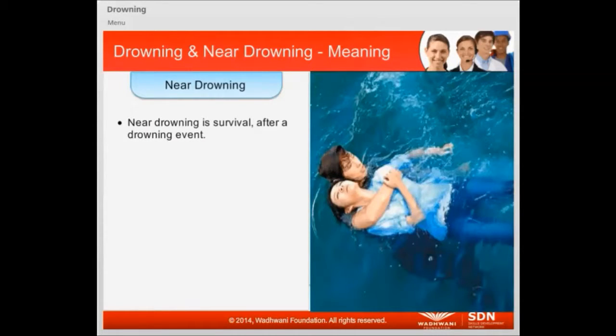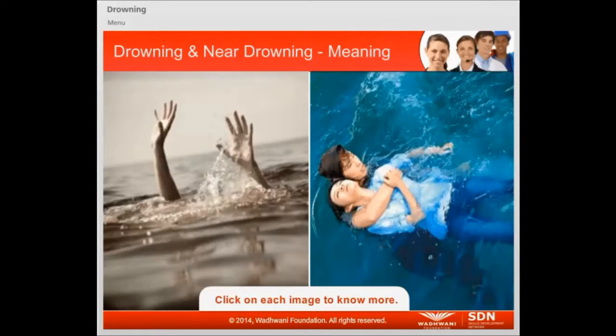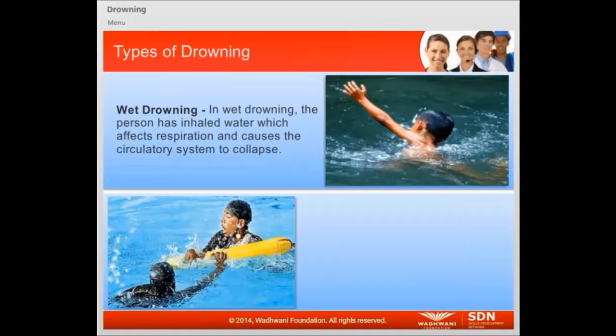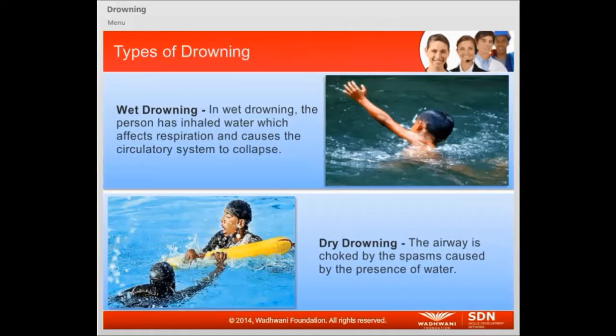Near drowning occurs when the drowning victim survives after a drowning event. Near drowning can even lead to neurological damage. Drowning is of two types. They are wet drowning and dry drowning. Wet drowning: in wet drowning, the person has inhaled water which affects respiration and causes the circulatory system to collapse. Dry drowning: the airway is choked by the spasms caused by the presence of water.